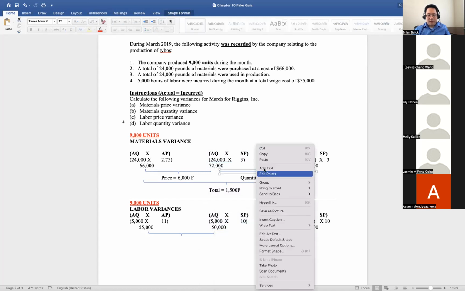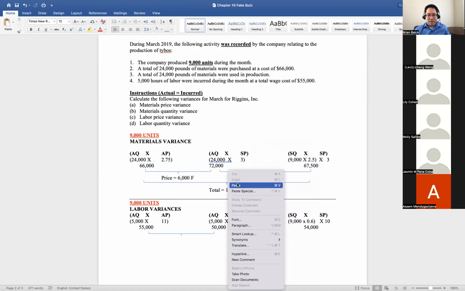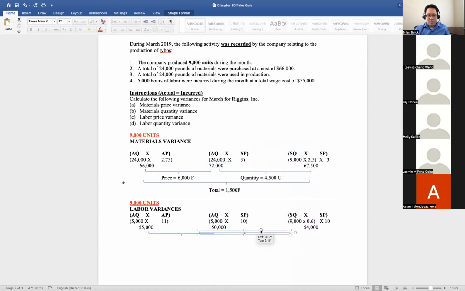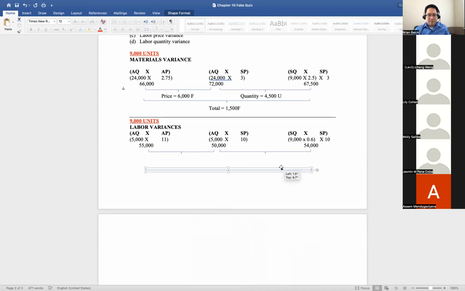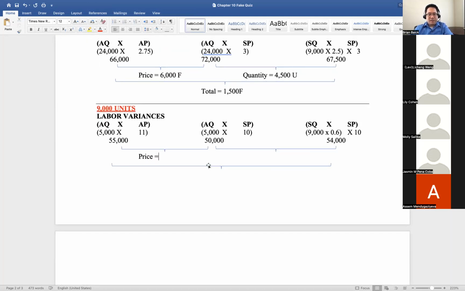We can figure out the variance between the second and the third number. And then we can figure out the variance between the first number and the last number. This is called the price variance, or some people call it the rate variance. And this is 5,000, a positive number, so we say U. Here we have the quantity variance, sometimes called efficiency variance.